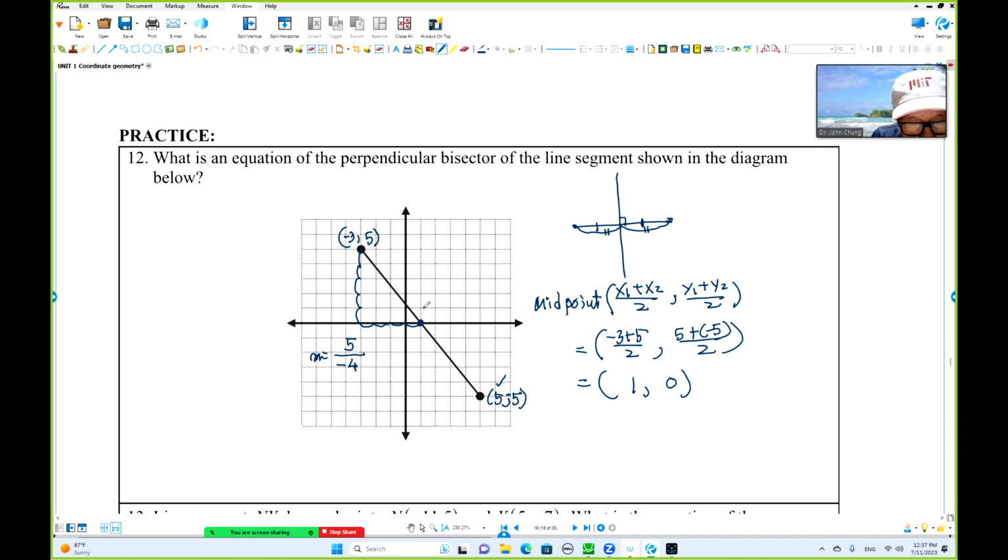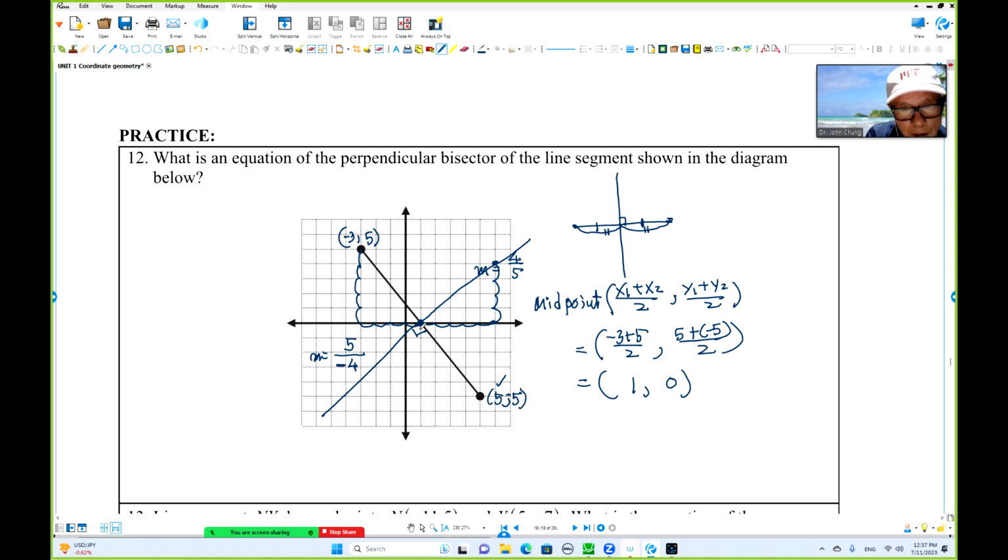What is the other slope? Perpendicular. Negative reciprocal, right? The other slope must be 4 over 5. Flip the number and take the opposite sign. So check it out. 4 over 5. 1, 2, 3, 4, 5, and 4 over here. 1, 2, 3, 4. This is the point. When you make it a line, that's the perpendicular.